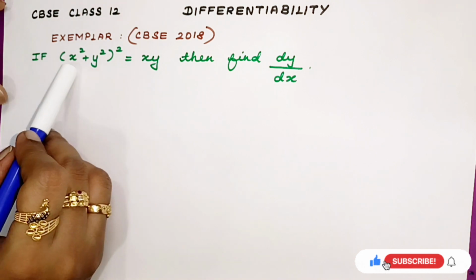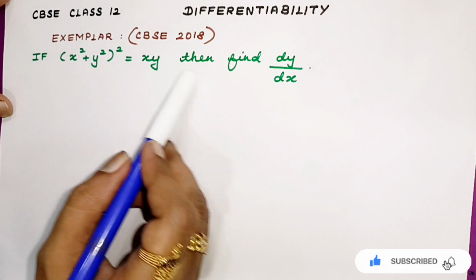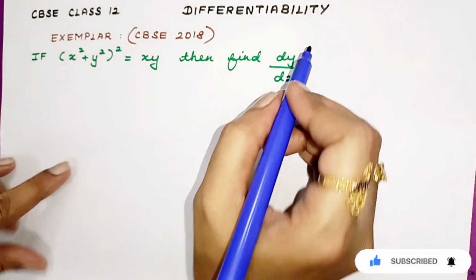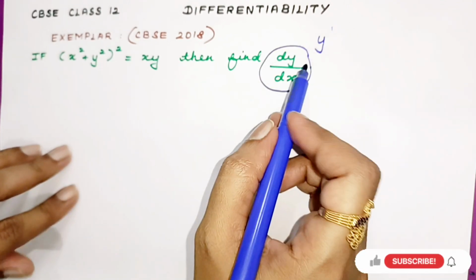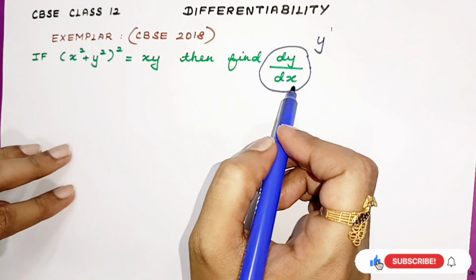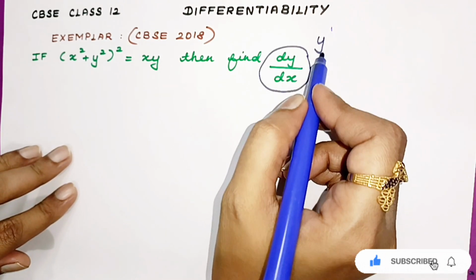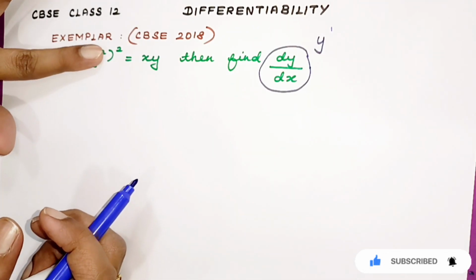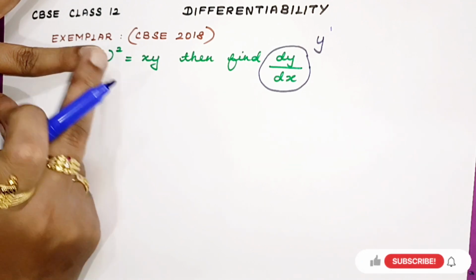If (x square plus y square) the whole square is equal to xy, then we have to find dy by dx. So dy by dx is nothing but y dash. That is, we are going to differentiate y with respect to x, so I am going to write it simply as y dash. So let us consider this function, (x square plus y square) the whole square. So this is a function.